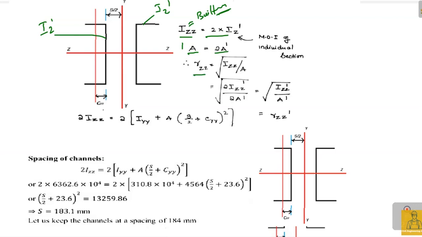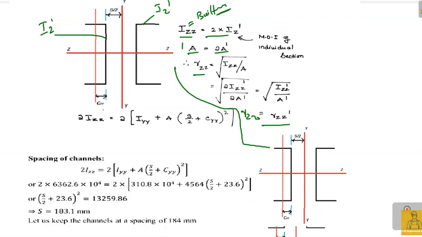So what is the radius of gyration about ZZ? It is going to be root over I by A. You know R is equal to root over I by A. So 2 into IZZ dash by 2A dash, the 2 gets cancelled, and root over this. So you found out that RZZ is equal to RZZ dash. That is, the radius of gyration about the ZZ axis of the individual section is actually equal to the radius of gyration of the entire built-up section. So this is the condition that you need to use now.